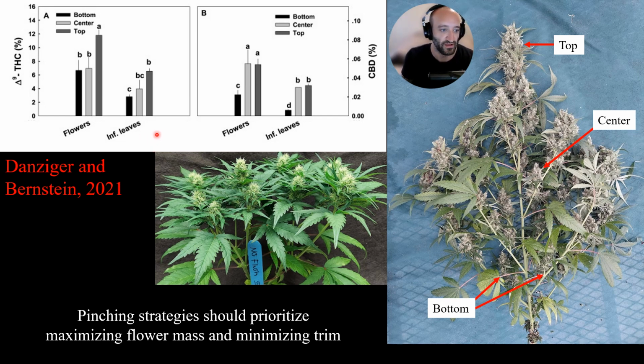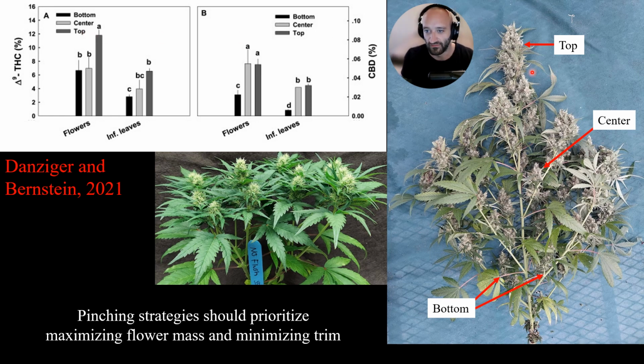This data is from Danziger and Bernstein. And so what they're showing is they're measuring THC on this left figure and then CBD as a percent dry weight in this right figure. And so they took samples and evaluated the amount of THC in the actual flowers and then the inflorescence leaves, or these bracts surrounding the flowers. And so they did this at the bottom, center, and top of the plant.